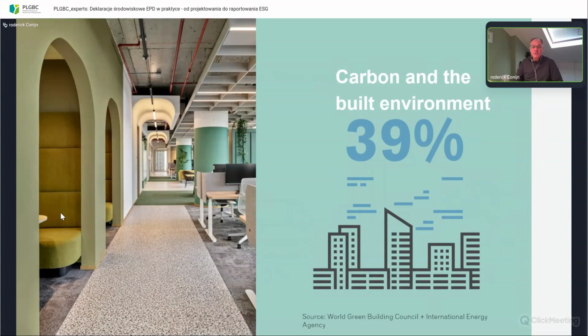The reason it's so important to talk about carbon in the built environment, in building offices or hospitals or schools, is that there's already a lot of talk about operational carbon, so lighting, heating, ventilation, but 39% of the embodied carbon is in the building itself.